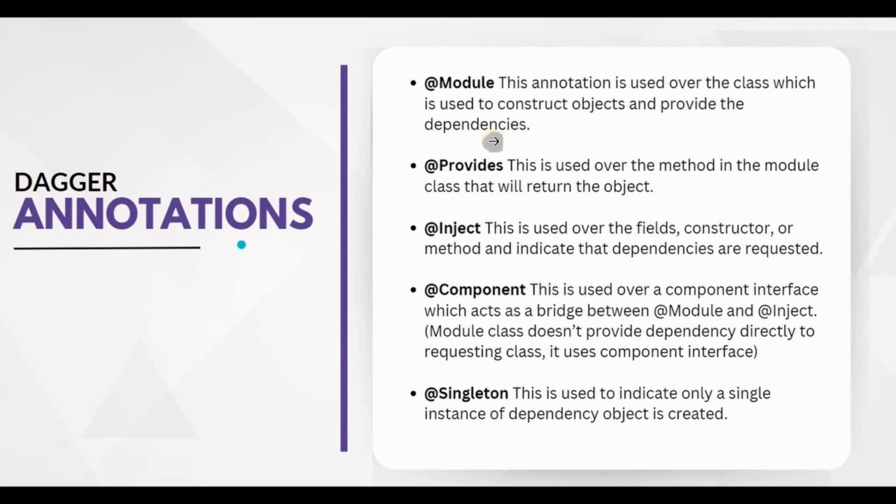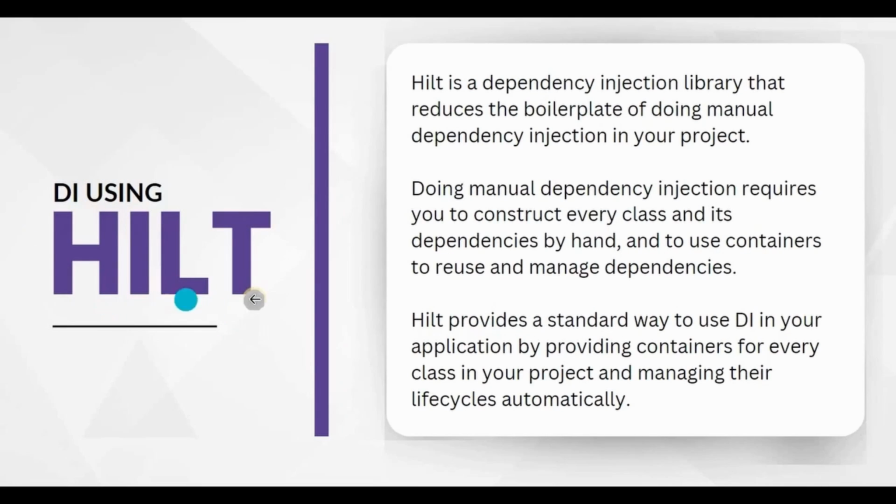Module is used on a class that constructs objects and provides dependencies. Provides is used on a method in the module class that will return the object. Inject is used on a field, constructor or method to indicate that dependencies are requested. Component is used on a component interface which acts as a bridge between module and inject. Singleton is used to indicate only a single instance of the dependency object is created. And that's it.